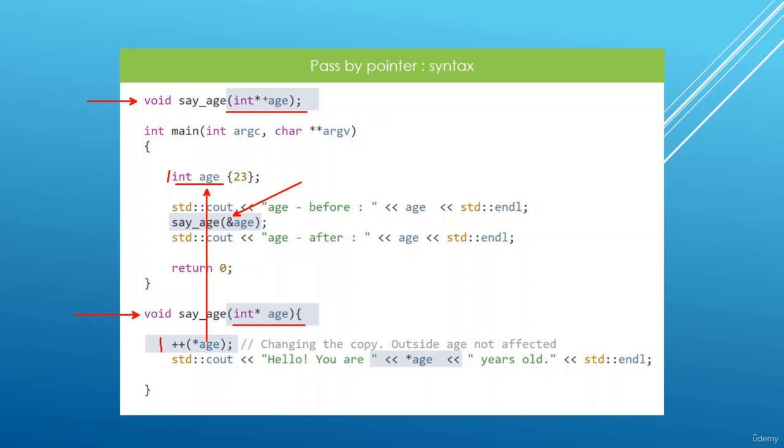You declare your functions by passing in pointers like this, and in the definition you do the same. And when you call the function, you need to pass in the address of the variable, because that's what we store in a pointer here, and this is going to work.